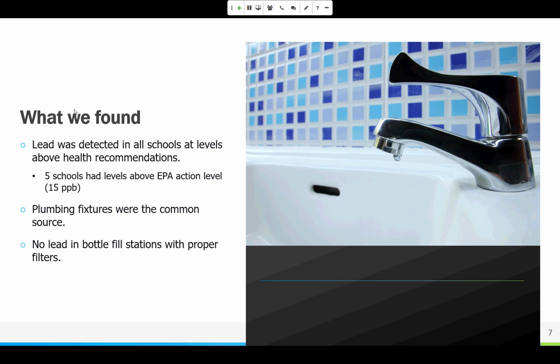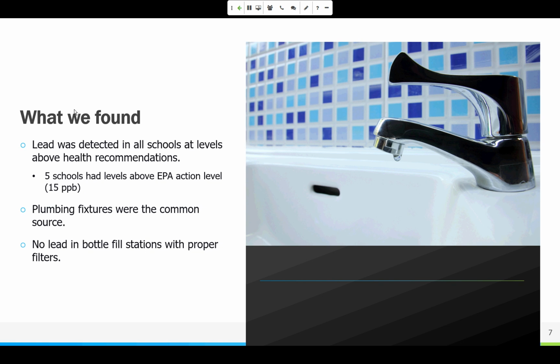In all of these cases, the common source of lead in drinking water was determined to be coming from the plumbing fixtures, and this determination was made based on the first draw results being elevated and the flush samples being much lower, in most cases below detection.